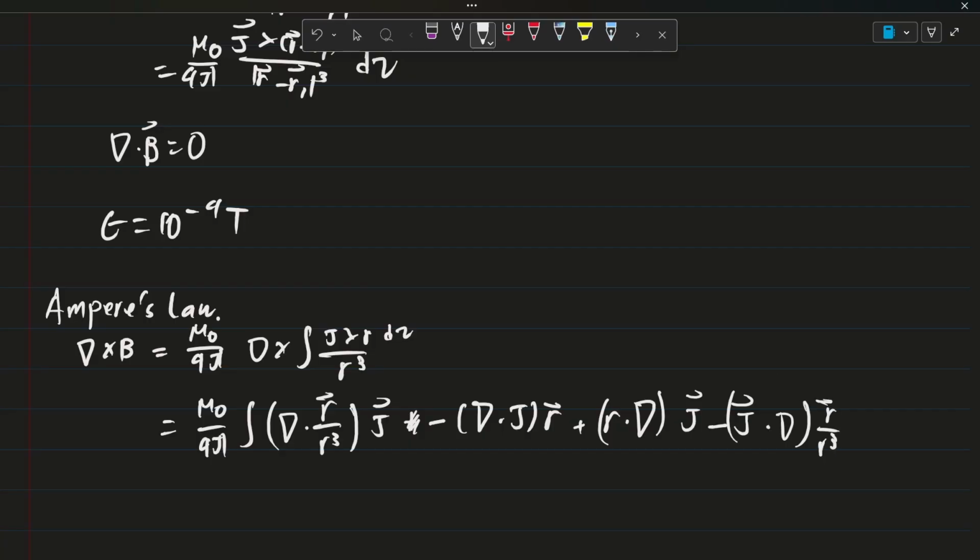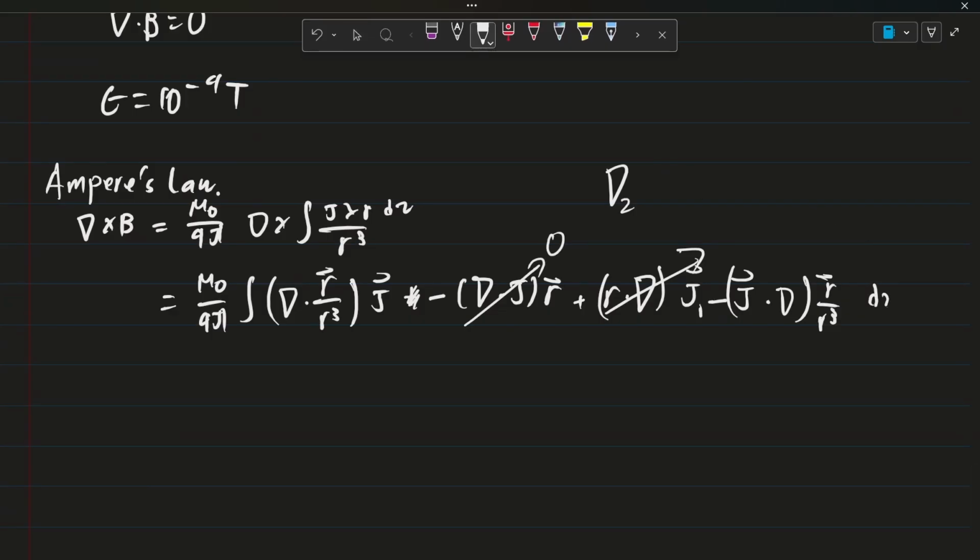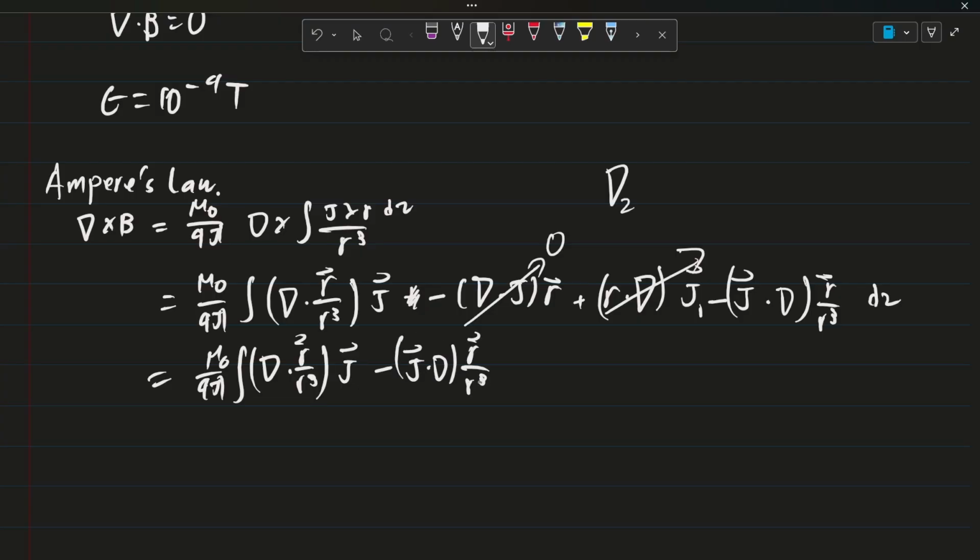Now, because we are considering a steady state, we could notice that the divergence of j has to be zero. And this j dot nabla term here is also technically zero because the nabla is actually operating on another set of coordinates that is totally independent of the j vector. So we can call this j1 and this nabla, nabla 2. So what we would end up with is the integral of the divergence of r vector over r cubed times the j vector, subtract this by j vector times the differential operator of r vector over r cubed dv.